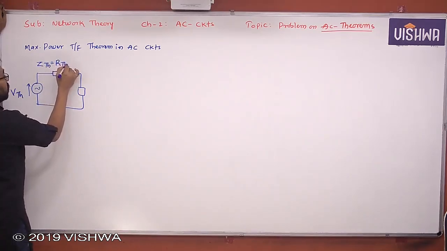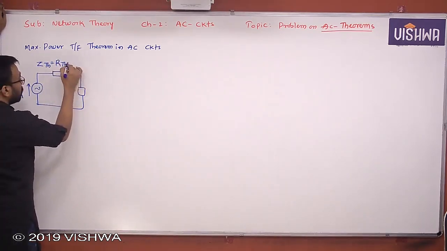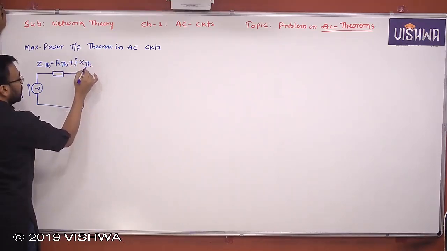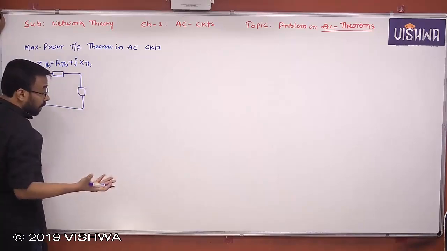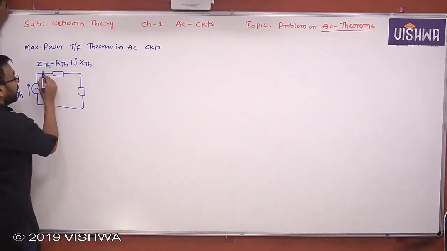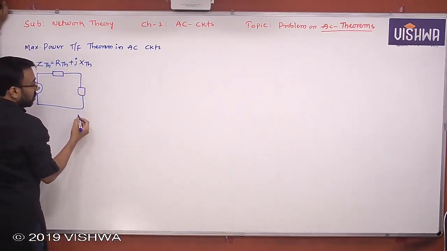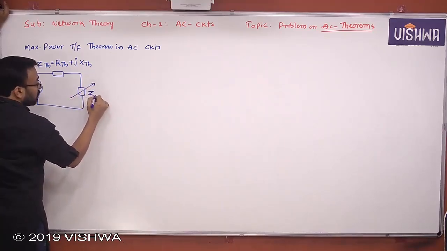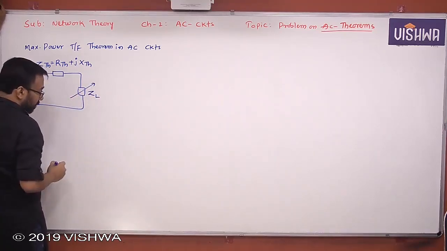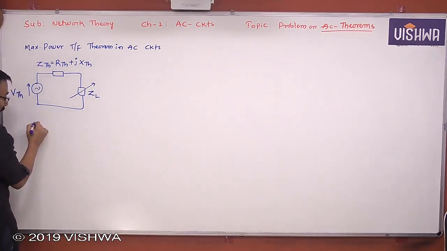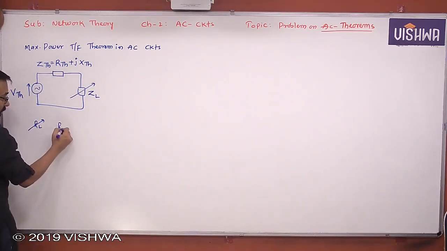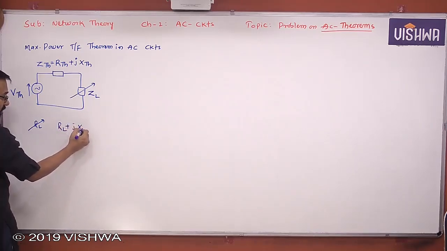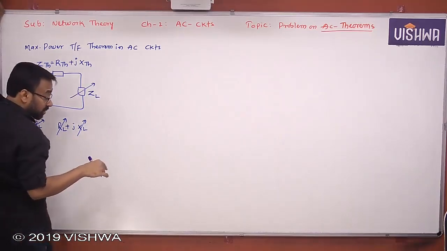which might be resistive, inductive or capacitive. For convenience, I am just taking inductive here, just for instance. It might be inductive or capacitive depending on the circuit. ZTH is equal to RTH plus jXTH. This is the load. Now what might the load be? The load might be only a resistor, but variable. The load might be resistance plus reactance, both variable. Finally, the load must be variable.